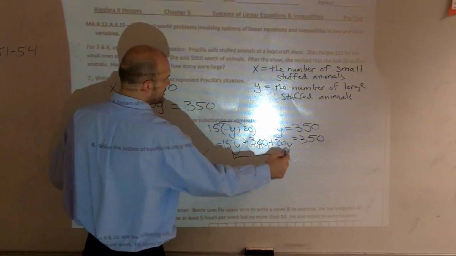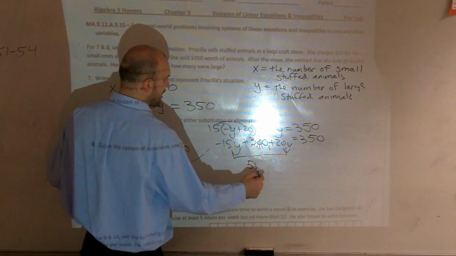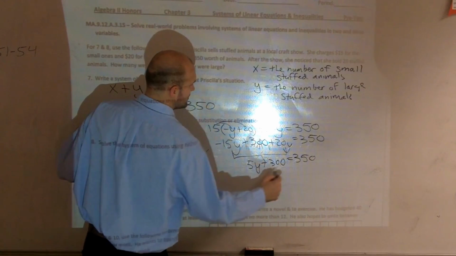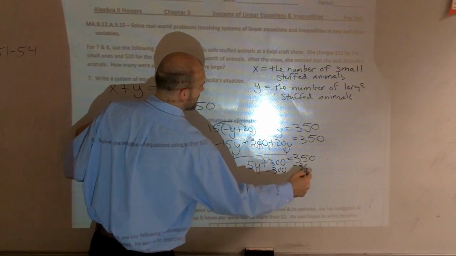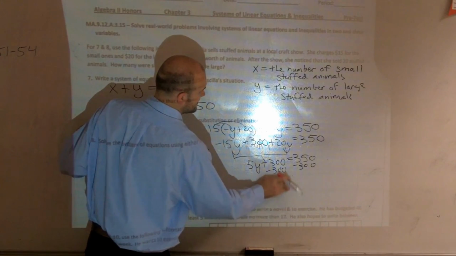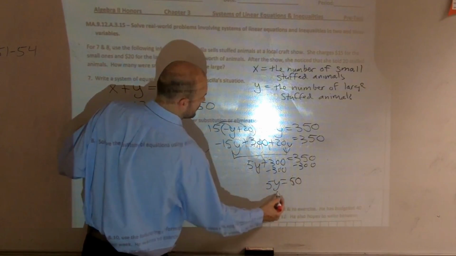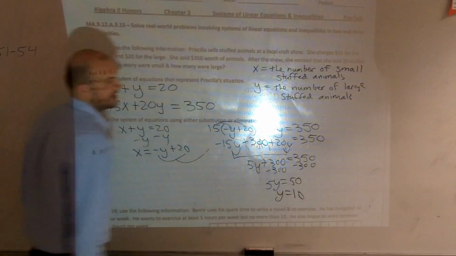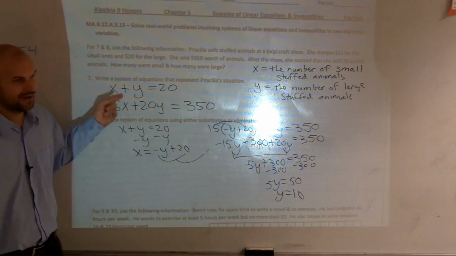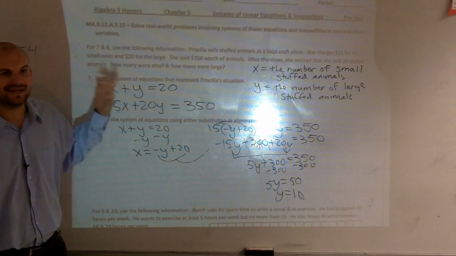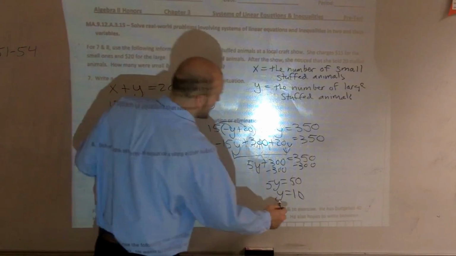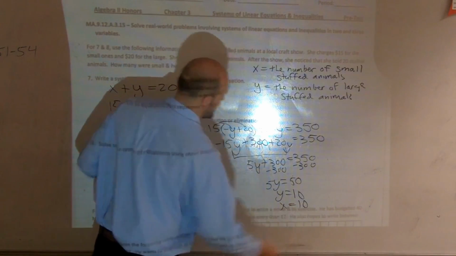We can combine our like terms. So we get 5y plus 300 equals 350. Subtract 300. 5y equals 50. y equals 10. Now remember, go back up to your original equation. If you know y is 10, what does x have to be? This one's a pretty basic one to do. 10. So x is equal to 10.